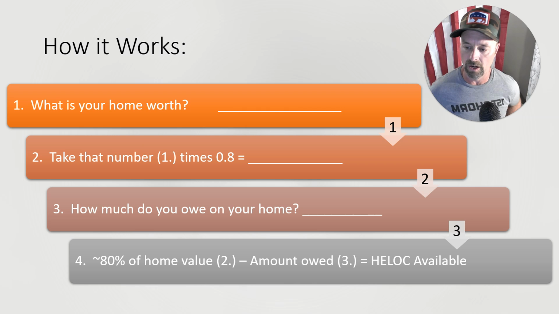And then number three here, how much do you owe on your house? Look up at your mortgage statement and see how much you owe on it. And then number four, we're going to take 80% of the home value, which is number two, and then subtract the amount owed, which is number three, and that will give you what you can get for a HELOC availability from the bank.